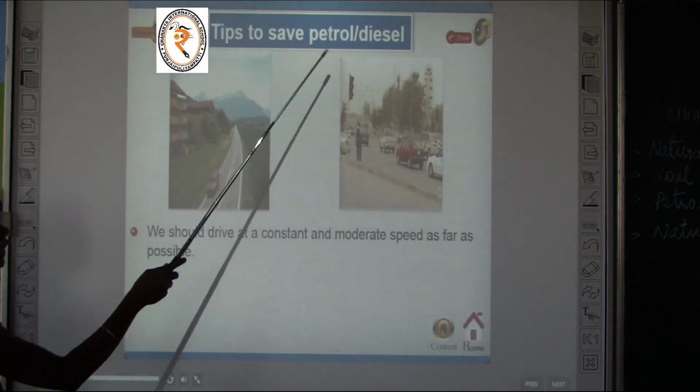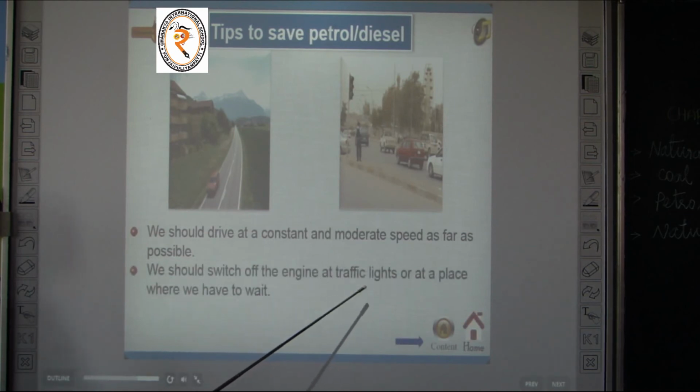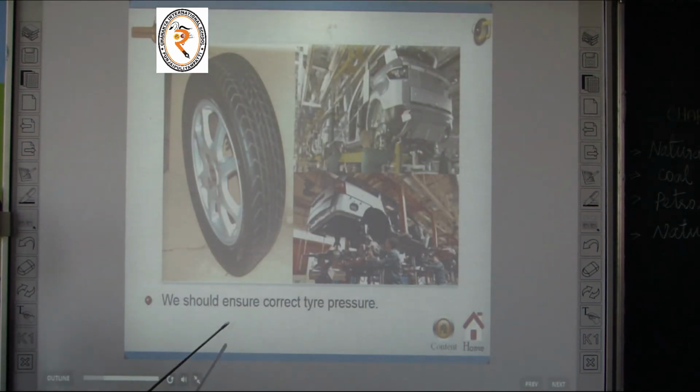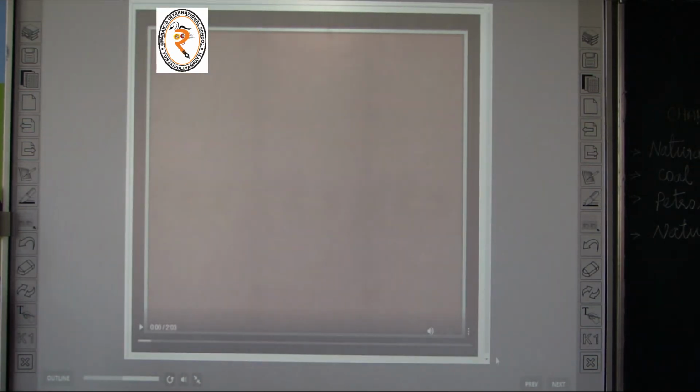See, tips to save petrol and diesel. PCRA gives some suggestions to reduce the consumption of petrol and diesel. What are all the tips to save petrol and diesel? See, we should drive at a constant and moderate speed as far as possible. We should switch off the engine at traffic lights or at a place where we have to wait. And we should ensure correct tire pressure. So these are all the tips to conserve petrol and diesel. We should take care of the vehicle and get maintenance done regularly. The next one.